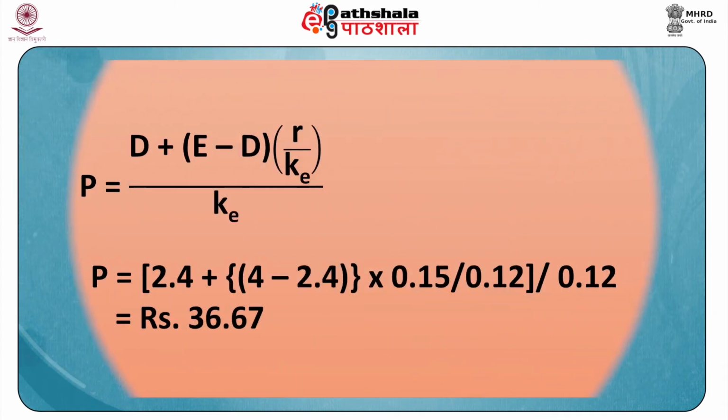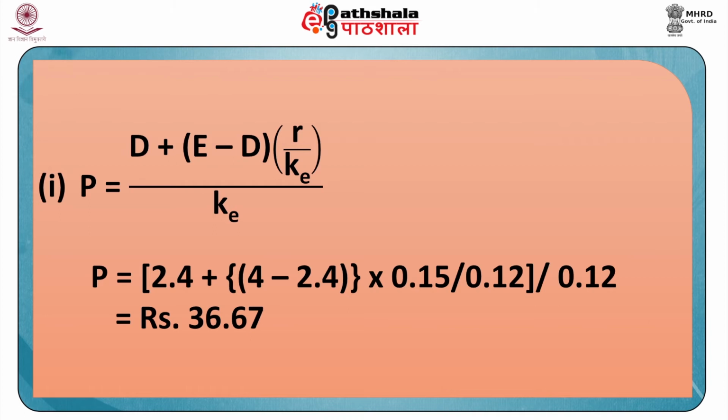Solution. According to Walter's model, P is equal to D plus (E minus D) times R over KE, and whole divided by KE, where P is market price of share, D is dividend per share, E is earning per share, R is internal rate of return of the firm, KE is cost of capital of the equity or the equity capitalization rate.